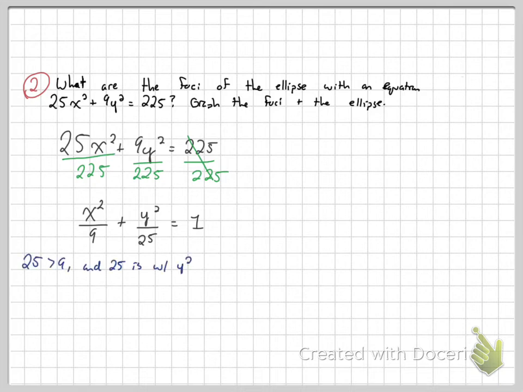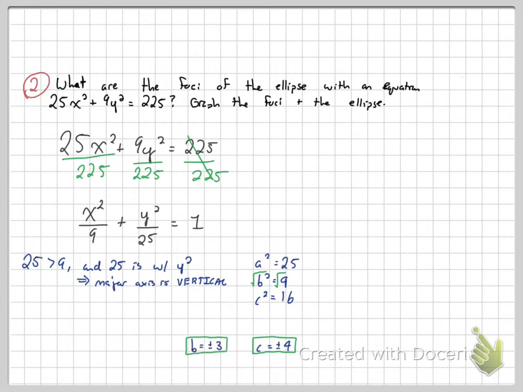25 is greater than 9, and the bigger number is with the y squared. So that's indicating to me that this has got to be a vertical ellipse. So my a squared value would be 25 in this case. My b squared value would be 9 if I look back on my standard form equation for a vertical ellipse. And then to find my focus point, this is where this equation is going to come in. My c squared is a squared minus b squared. So 25 minus 9, I get 16. Square root both sides. I get that my focus point is plus or minus 4.